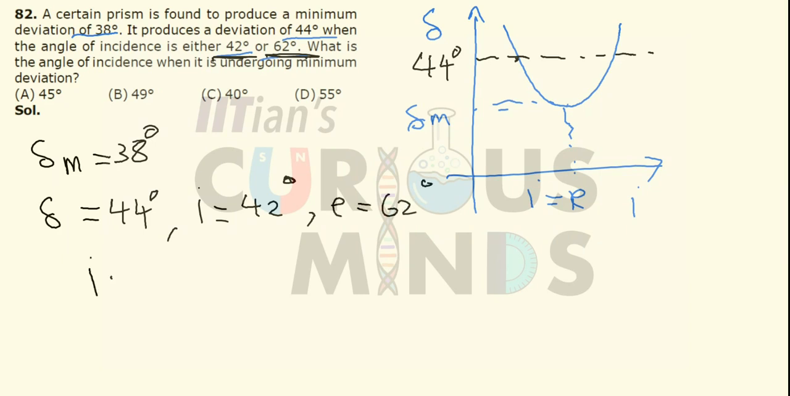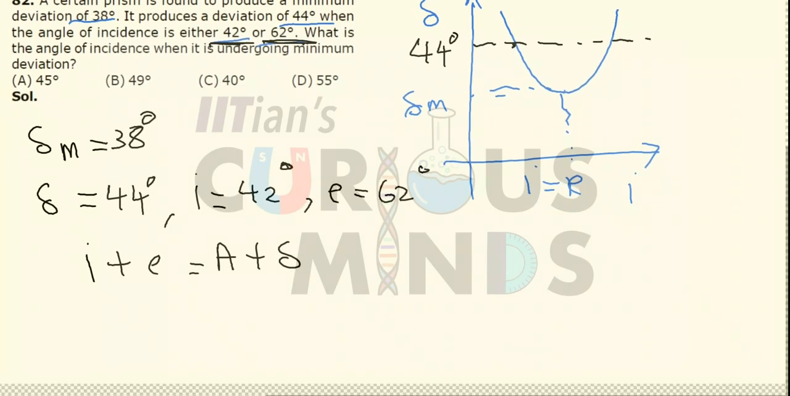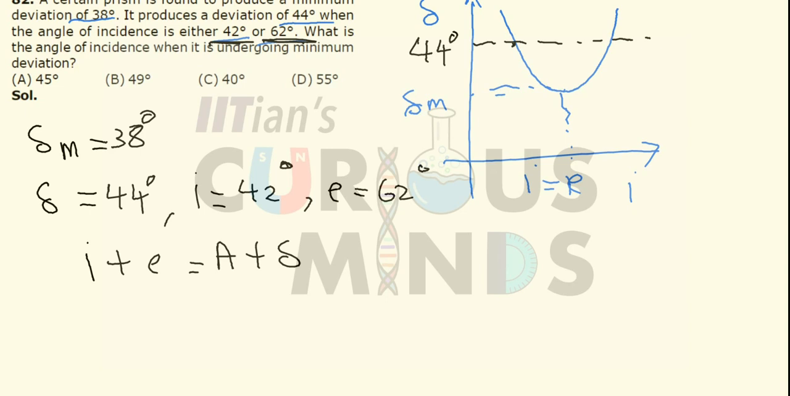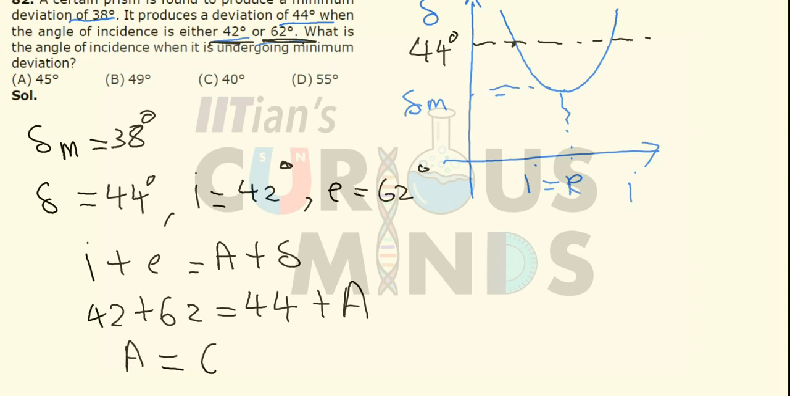Since I plus E is equal to A plus delta, with I equal to 42, the angle of emergence equal to 62, and delta equal to 44, A will be equal to 42 plus 62 minus 44, which is equal to 60 degree. So the angle of the prism is equal to 60 degree.